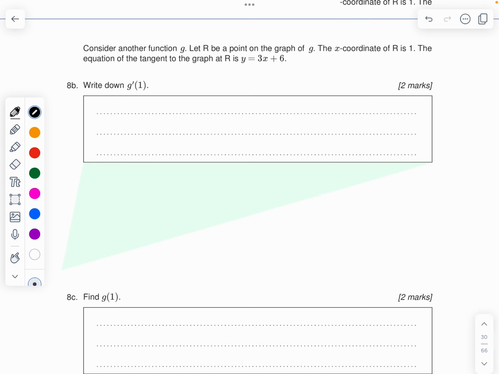Consider another function g. Let R be a point on g. The coordinates of R is 1. The equation of the tangent to the graph at R is y equals 3x plus 6. Write down the value of g prime 1. So g prime x should be equal to the gradient. What is the gradient? The gradient is 3. So g prime 1 should be equal to 3, which is the value of m.